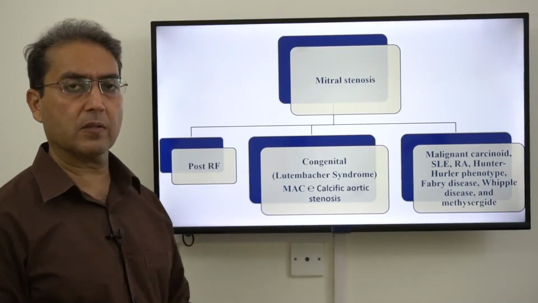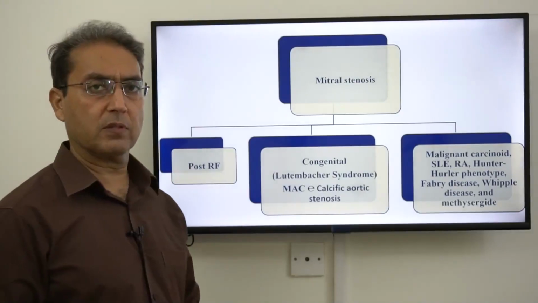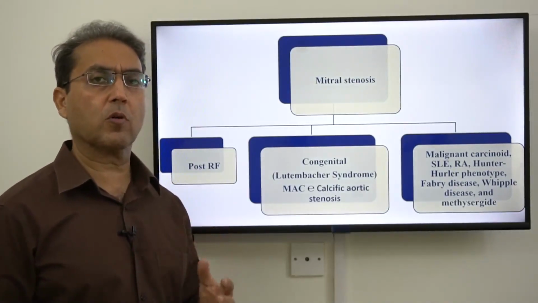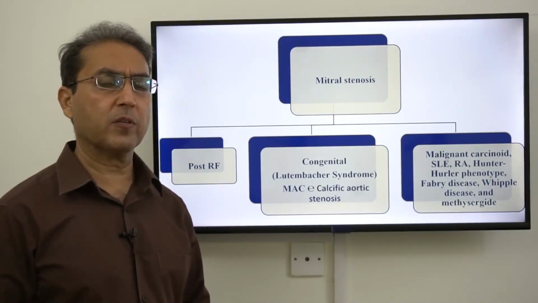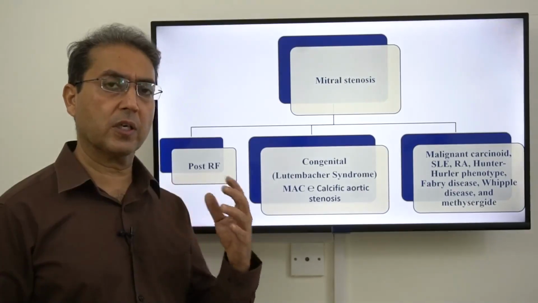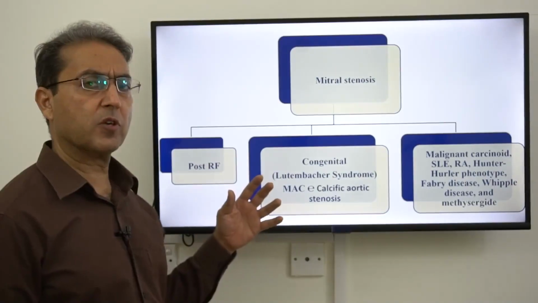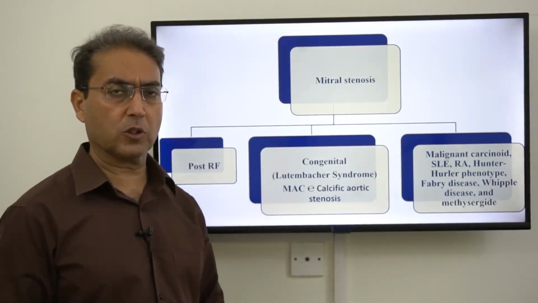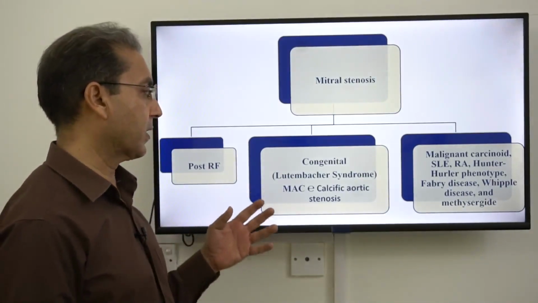Now, what are the causes of mitral stenosis? The isolated mitral stenosis, practically it's the post-rheumatic fever. So rheumatic fever is the most important cause of mitral stenosis. In all young to middle-aged people, when you see mitral stenosis, the usual reason is rheumatic fever. Then we may have other uncommon reasons. For example, congenital mitral stenosis may be present with atrial septal defect, which is called Lutembacher syndrome.